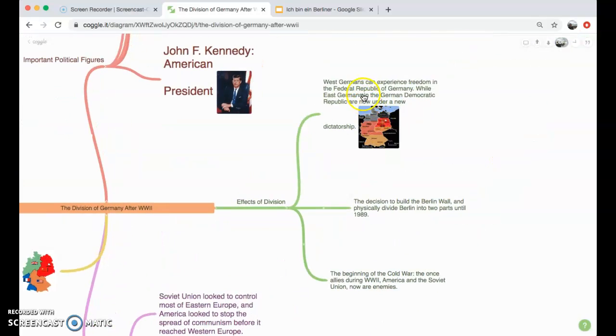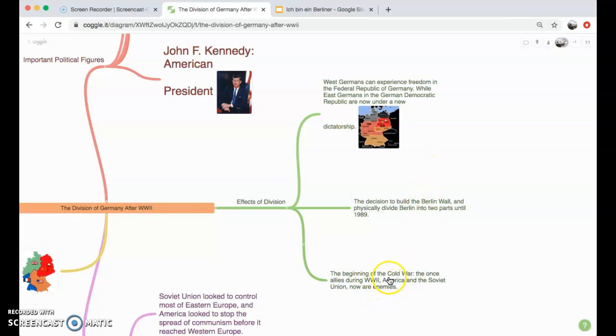So, what ends up happening, as you know, Western Germany becomes a democratic state, and the French, British, and American sectors become one, while Eastern Germany becomes a communist puppet state of the Soviet Union, and the peoples living in East Germany are under a new dictatorship after that of Adolf Hitler. And this dictatorship is in Moscow from the different Soviet premiers throughout the history of the Cold War.